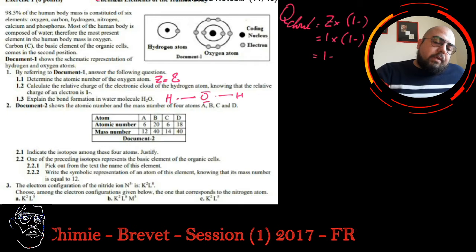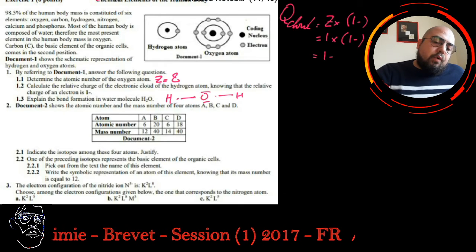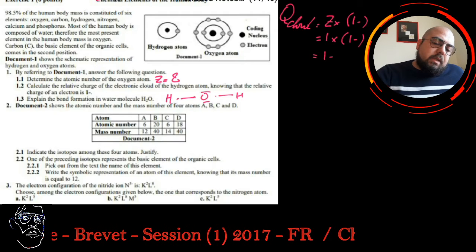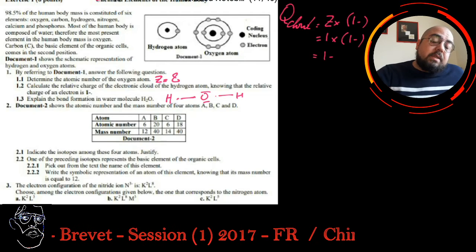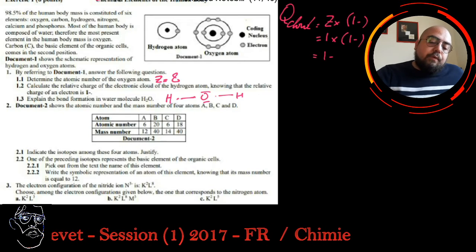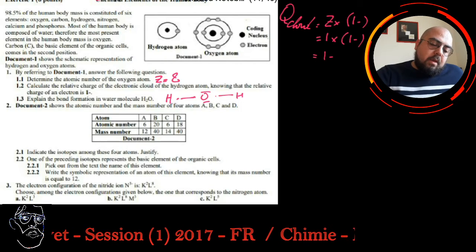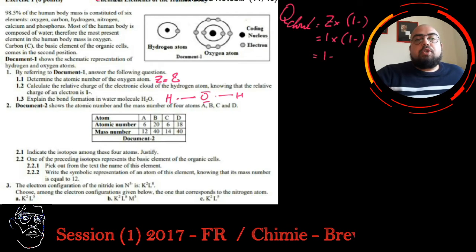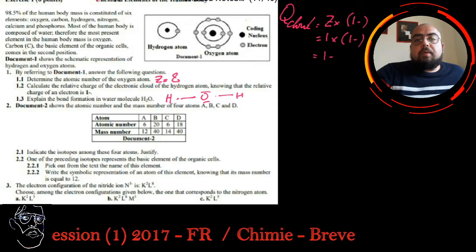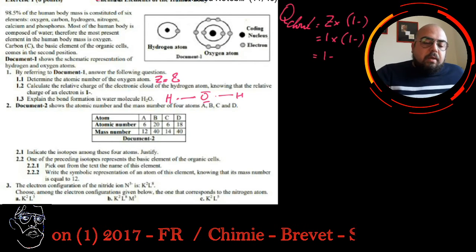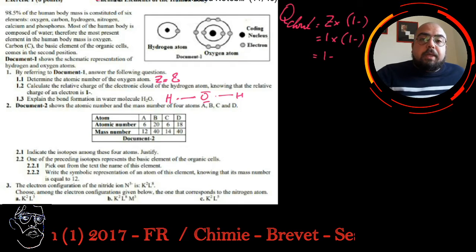Document 2 shows the atomic number and the mass number of 4 atoms A, B, C, and D. Atom A, B, C, D, atomic number 6, 26, 6, and 18, mass number 12, 40, 14, 40. Indicate the isotopes among these 4 atoms. Justify. So you need to know about the isotopes. In order to find out the isotopes, you need to check the atomic numbers.